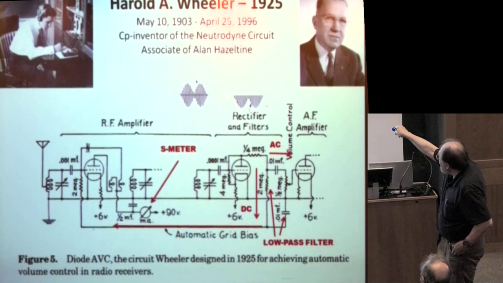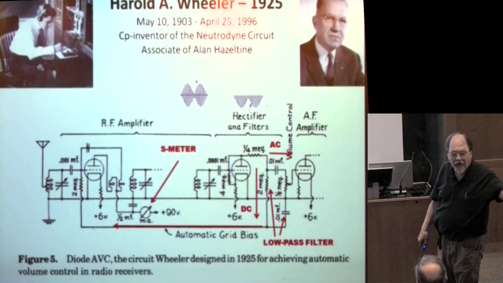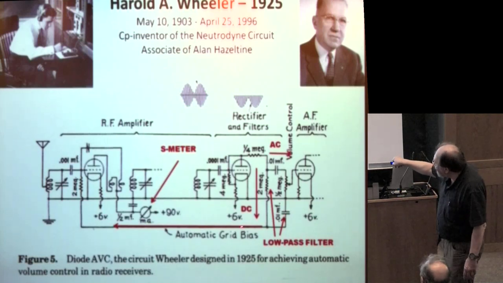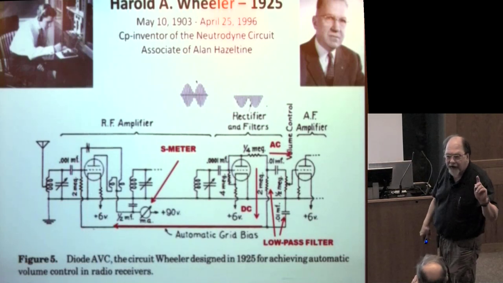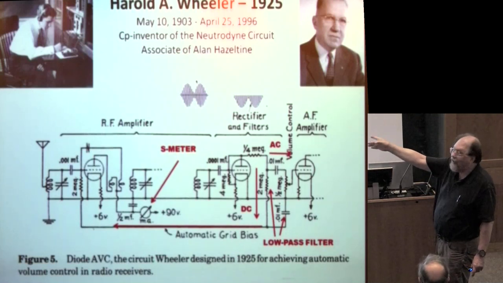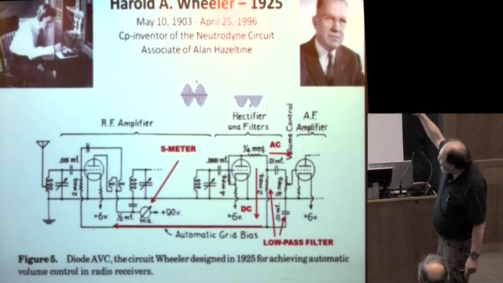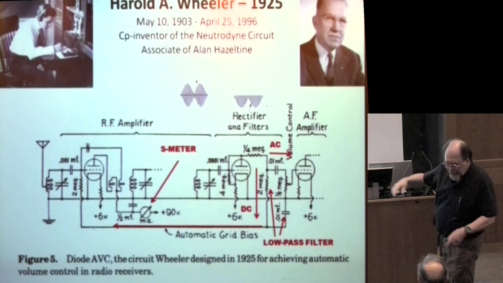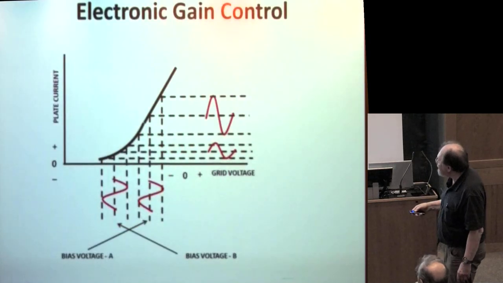And then we take this DC and through a large resistor and a capacitor, we smooth that out so it's proportional to the input signal strength, and we bring it back here and into the grid circuit of the RF amplifiers, and that changes the operating point. Remember that sloping curve? And we're up here to get maximum gain. Now we bring a negative voltage in there. We slide back the curve, and the gain goes down.